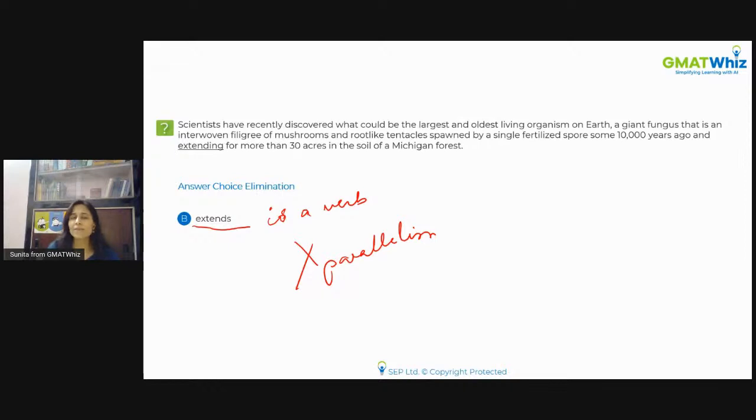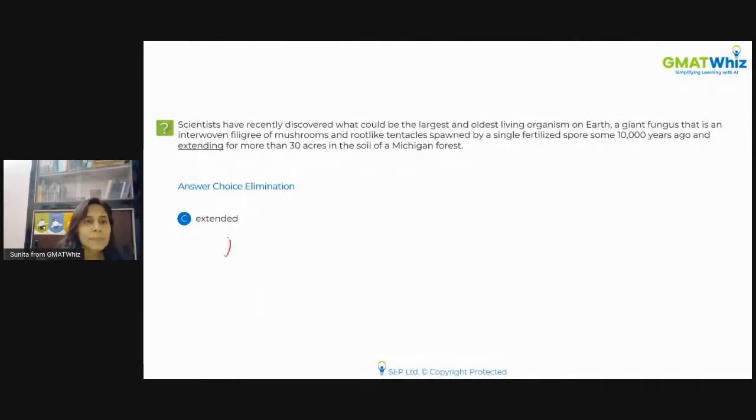Spawned by being a modifier and extends being a verb doesn't work. So B is out. Same thing with extended. It would be the simple past tense, which in itself would make no sense. Simple past, right? I mean, extended we know can be an ED verbal, but the problem here is it could also function as a verb.